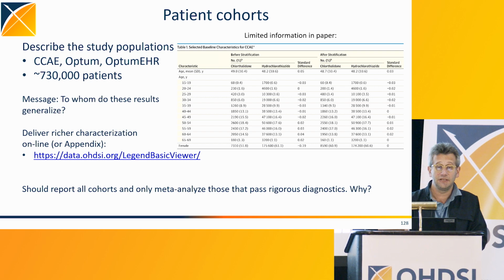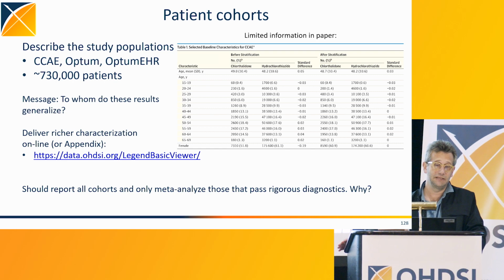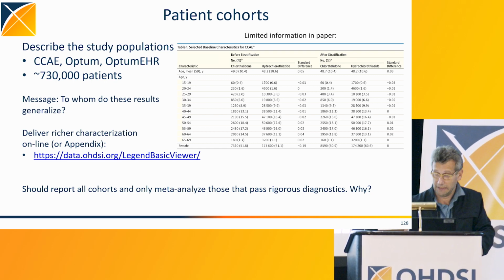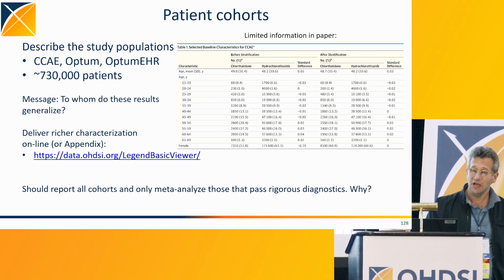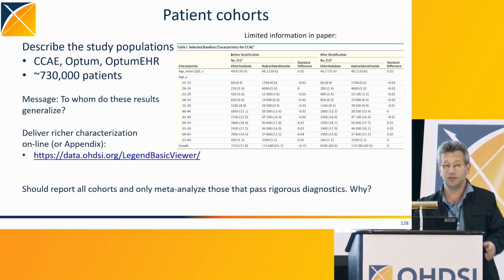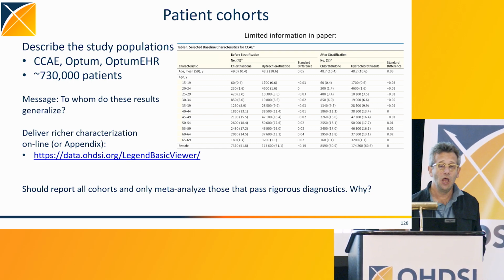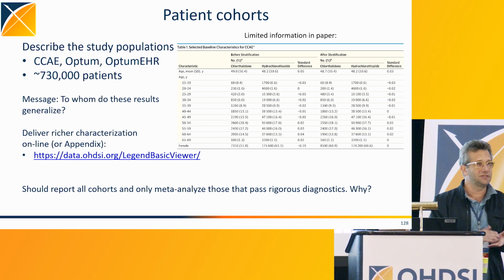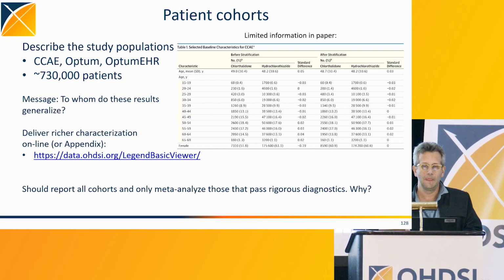So this particular study, the study populations that passed rigorous diagnostics were in the US, so this is valid for US patients, from 2 large administrative claims databases and a large aggregated electronic health record covering almost 750,000 new users of either of these 2 drugs across the US.